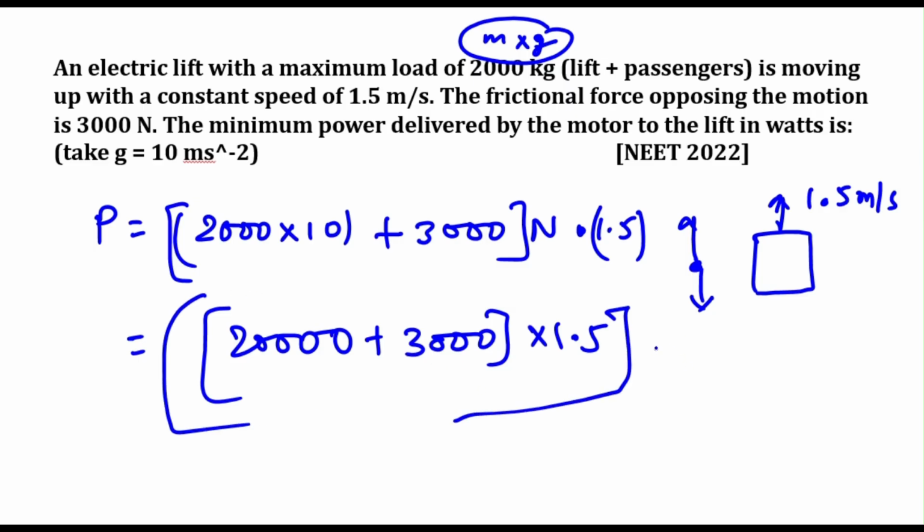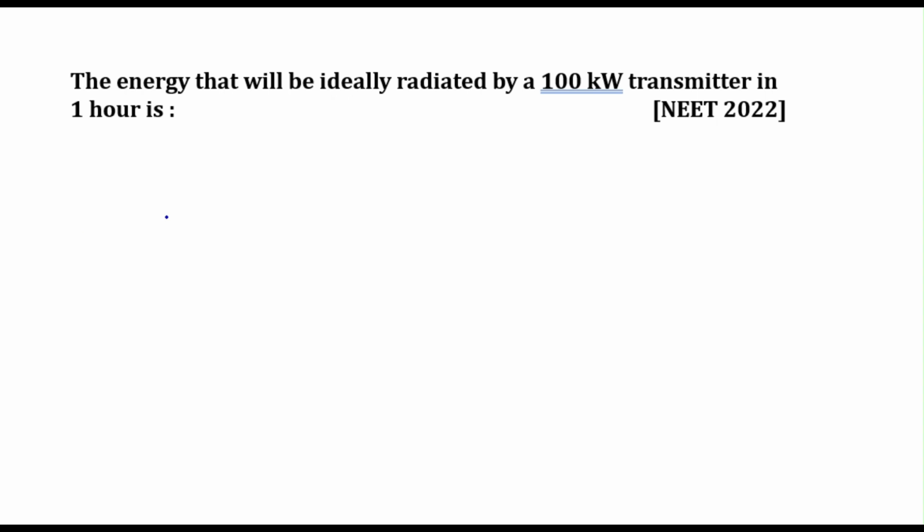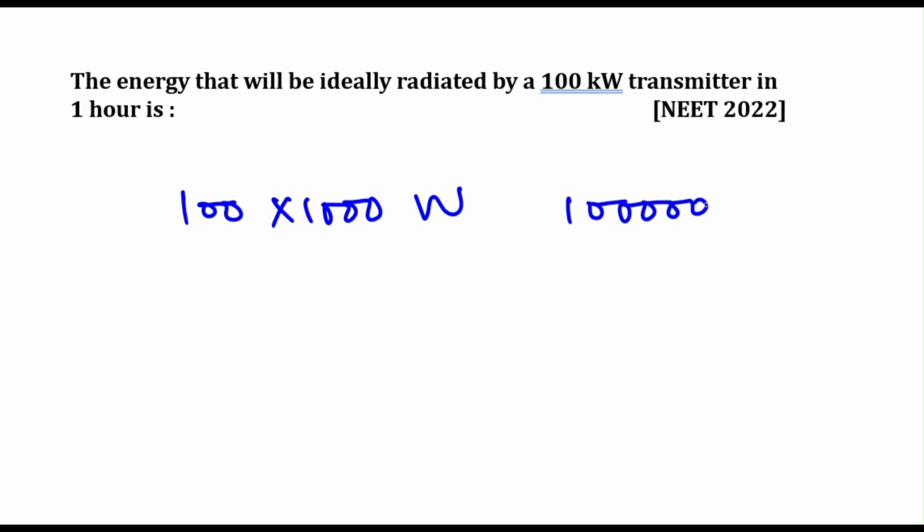So you can calculate the energy that will be ideally radiated by this power rating transmitter in 1 hour. Okay, what does it mean? 100 kilowatt. 100 kilowatt means 100 into 1000 watt. It means 100 into 1000 joule per second. This is the power radiation per second.